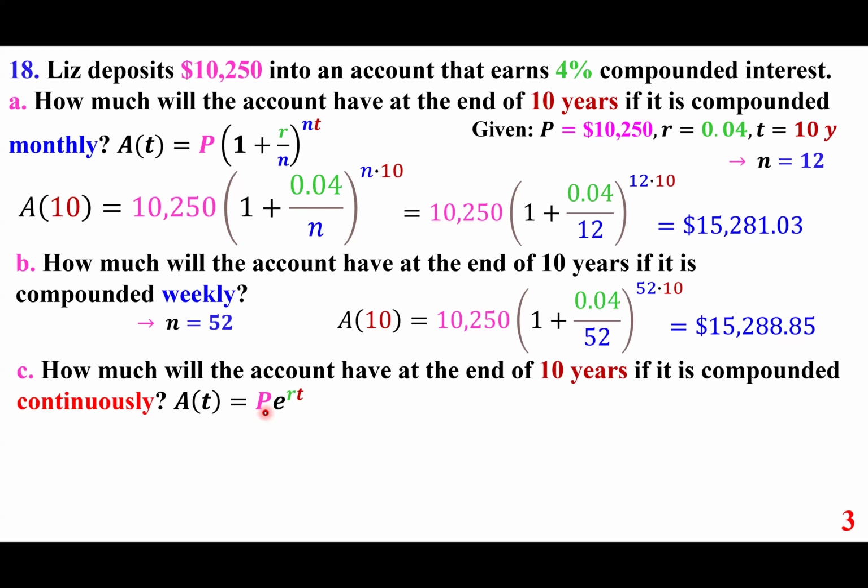and A(10) would be P, 10,250, times e to the power of r, 0.04, t is 10. And the product of these two, of course, is 0.4, e to the power of 0.4 times 10,250. This is even more, a little bit, $15,291.20 because it's compounded continuously.